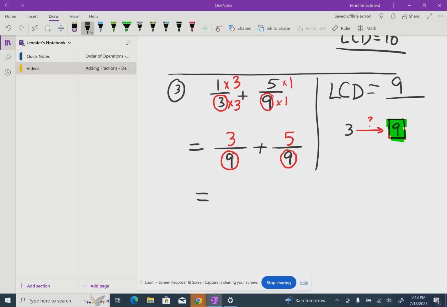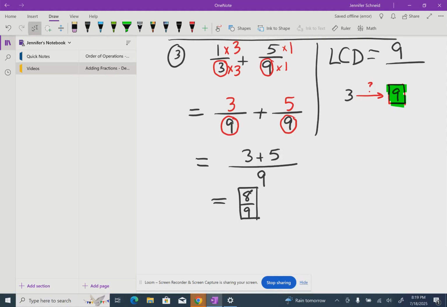Now, following our same procedure, we keep that same denominator of 9, add the numerators, and we get 8 out of 9. And so 1/3 plus 5 ninths gives us 8 ninths.